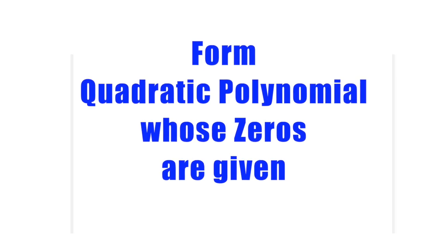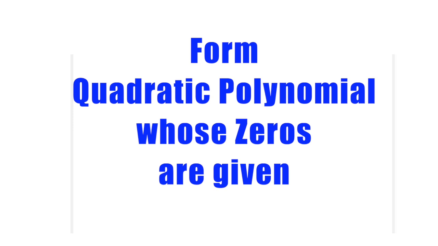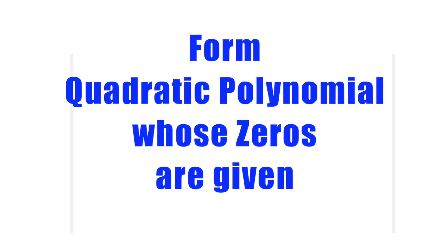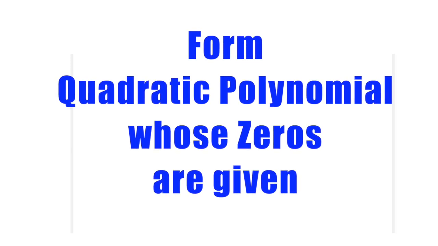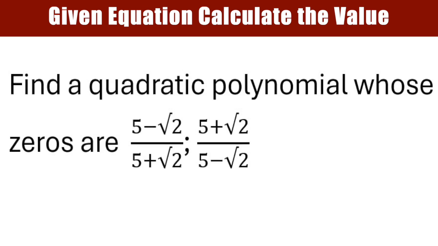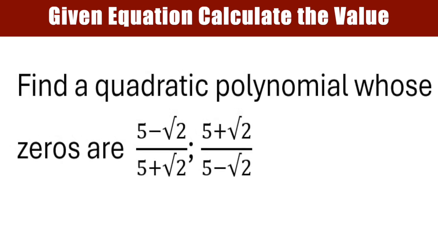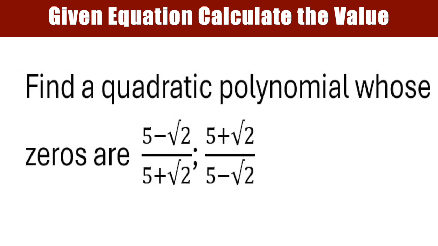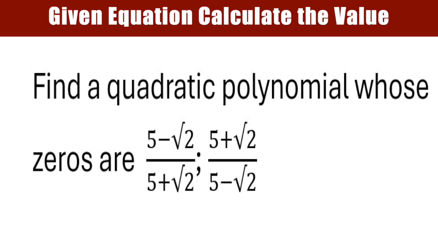In this video too, we'll continue to form a quadratic polynomial given zeros. Like the last video, here too the zeros are going to be an expression of irrational numbers. Let us look at the numerical. Find a quadratic polynomial whose zeros are (5 minus root 2) by (5 plus root 2) and (5 plus root 2) divided by (5 minus root 2).